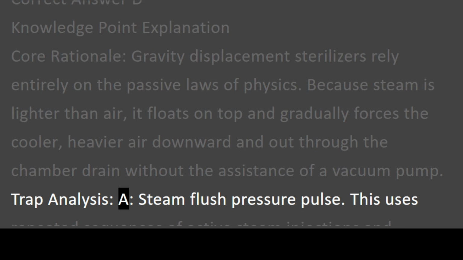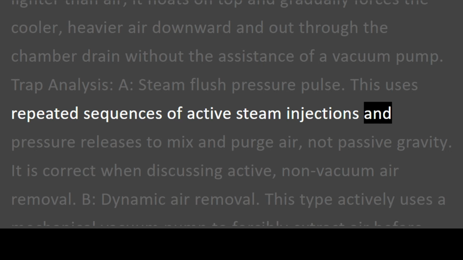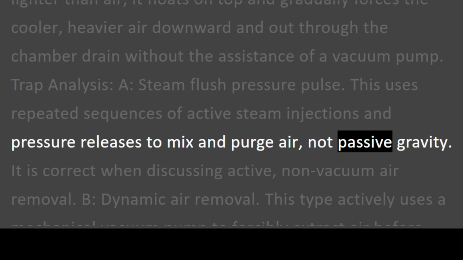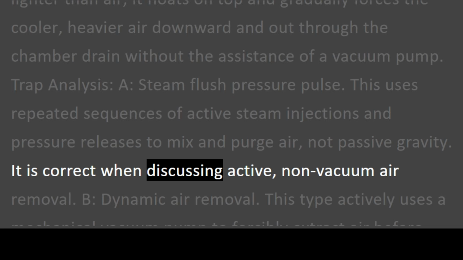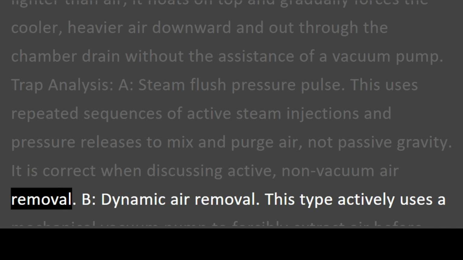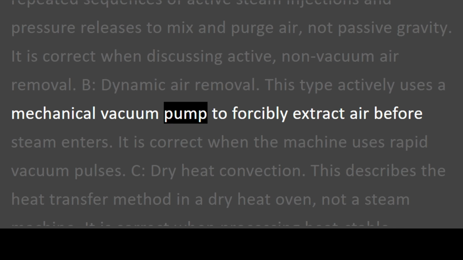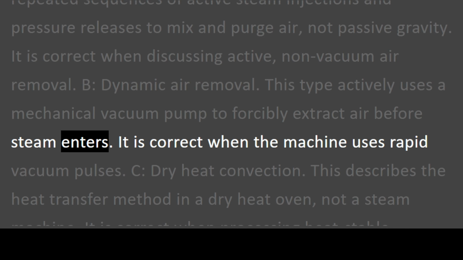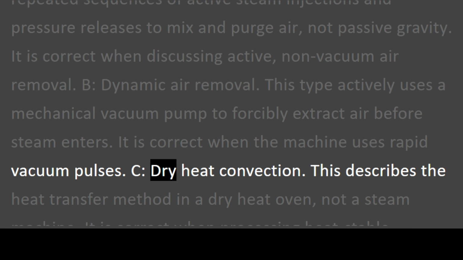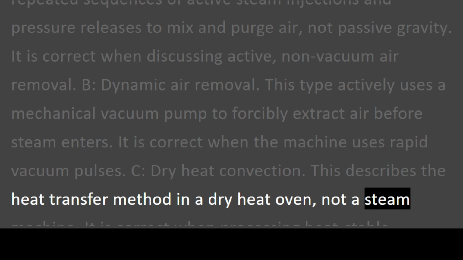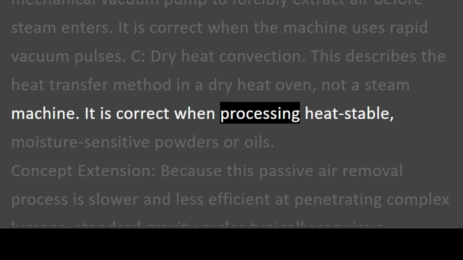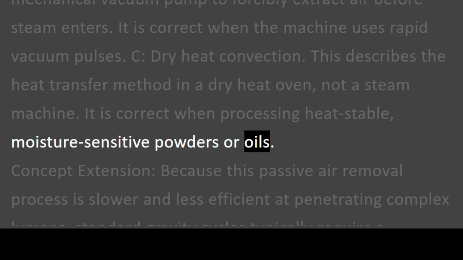Trap analysis. A. Steam flush pressure pulse. This uses repeated sequences of active steam injections and pressure releases to mix and purge air, not passive gravity. It is correct when discussing active, non-vacuum air removal. B. Dynamic air removal. This type actively uses a mechanical vacuum pump to forcibly extract air before steam enters. It is correct when the machine uses rapid vacuum pulses. C. Dry heat convection. This describes the heat transfer method in a dry heat oven, not a steam machine. It is correct when processing heat-stable, moisture-sensitive powders or oils.